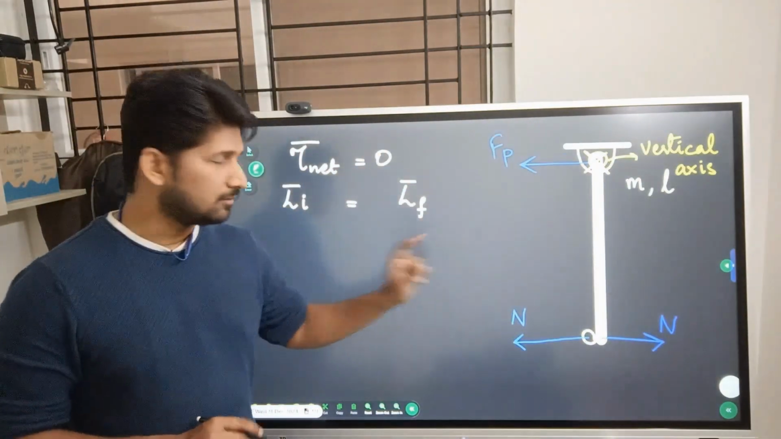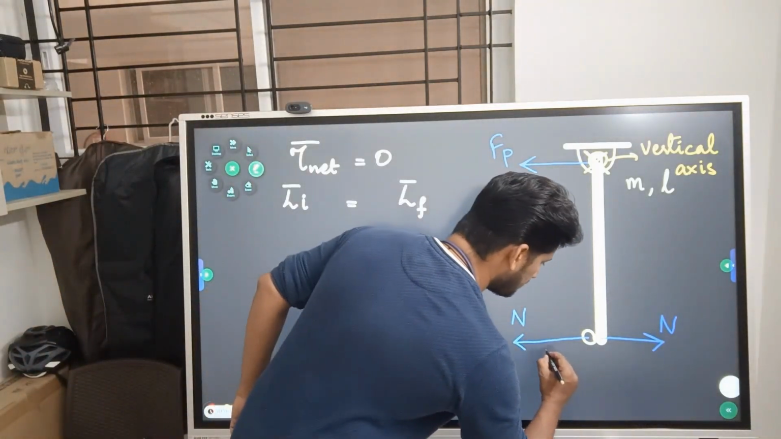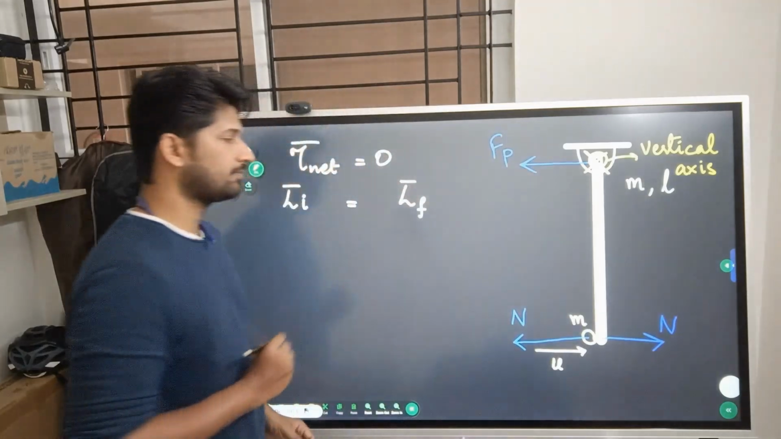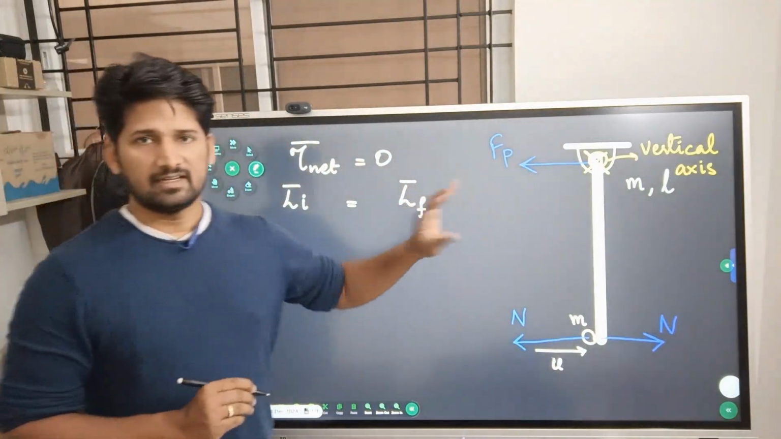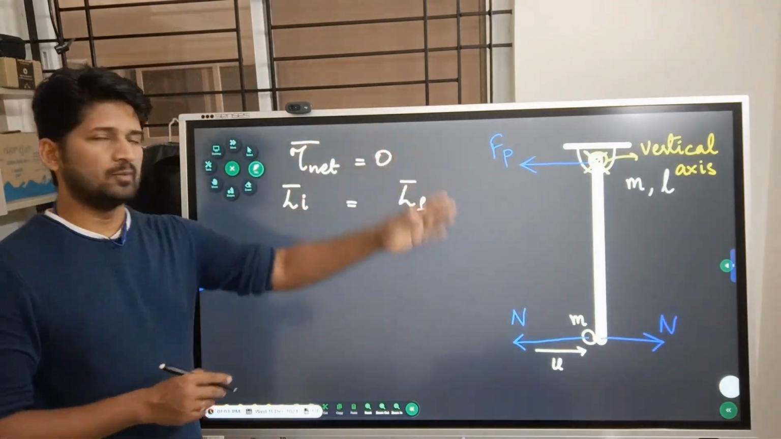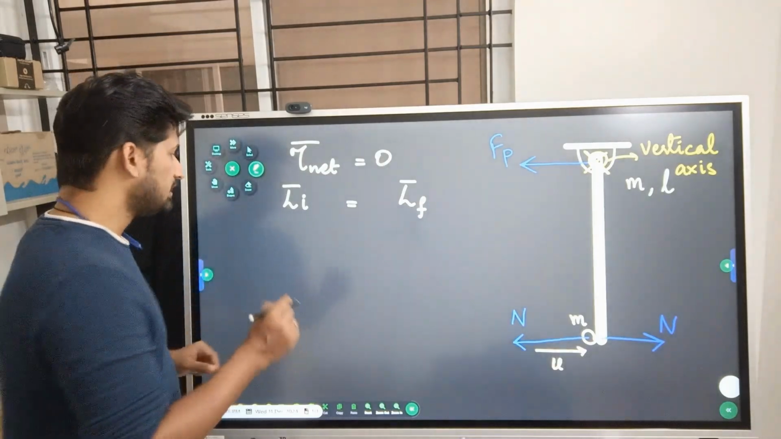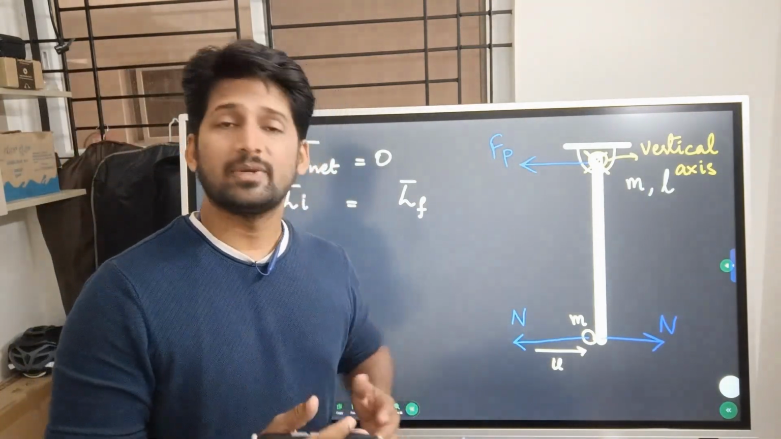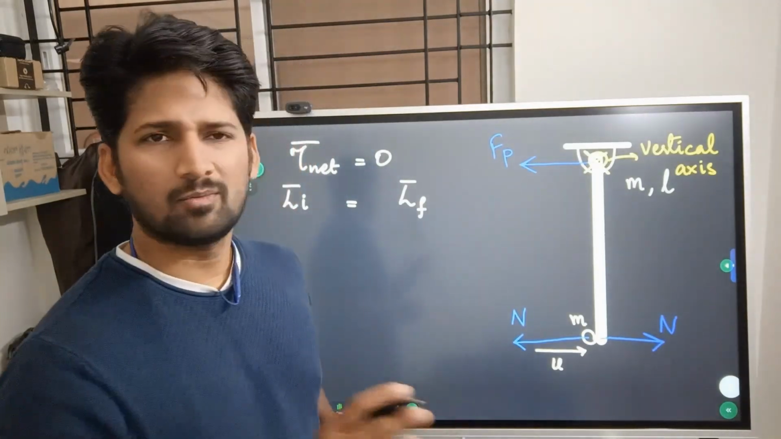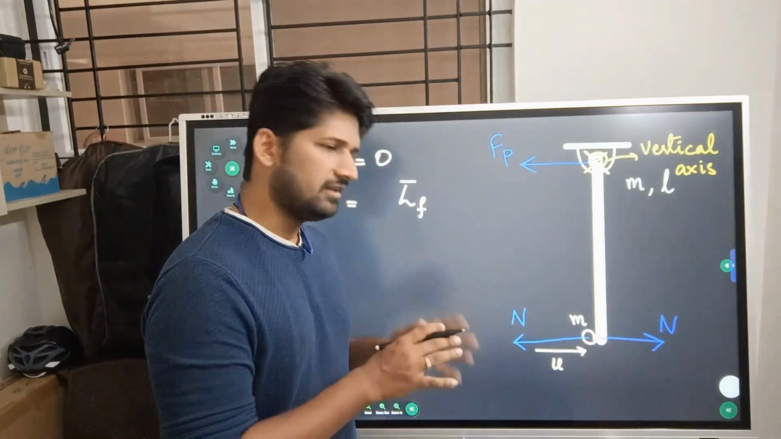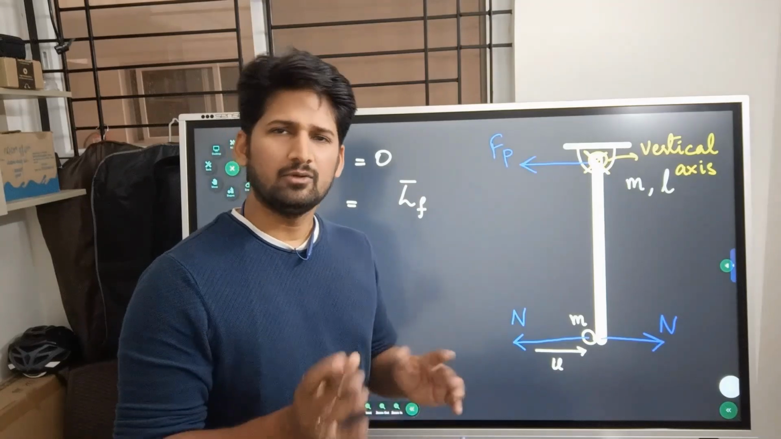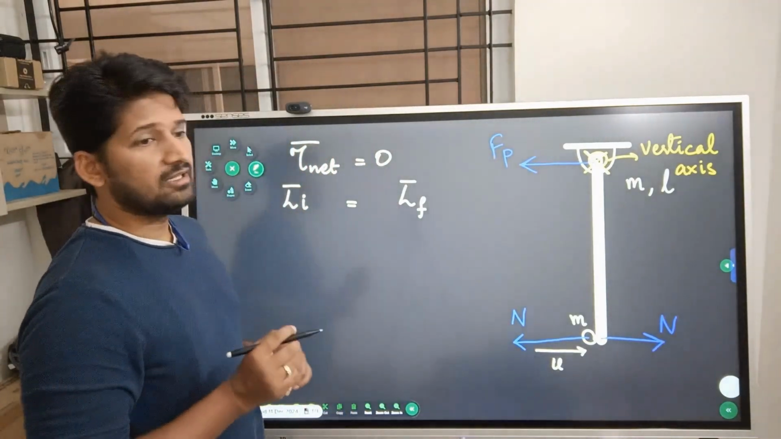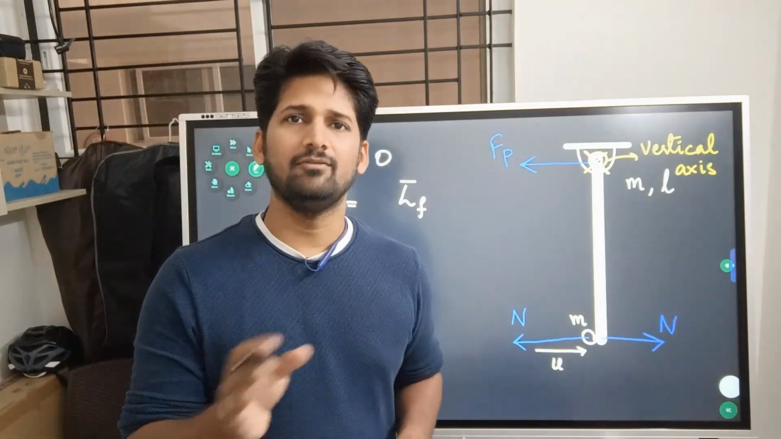Before collision, the particle was moving with a velocity u in this direction. The mass of the particle is m and the rod was at rest. So initial angular momentum of this rod plus particle system is only the angular momentum of the particle. And how do we express angular momentum of a particle? The proper formula is m r cross v. But here we are only going to consider magnitude and then consider the direction separately. The formula for angular momentum of a particle is m v r perpendicular.